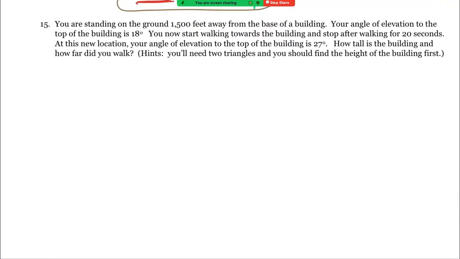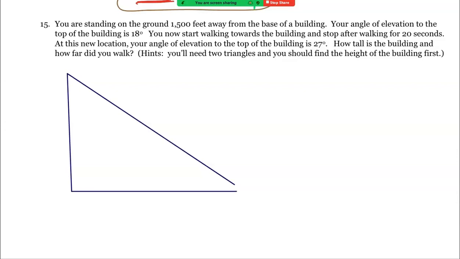Okay, you are standing on the ground 1,500 feet away from the base of a building. So here I am, and I'm standing 1,500 feet away from the base of a building. So from here to here is 1,500, and this is the building. All right, what else do I know? Your angle of elevation to the top of the building is 18 degrees. So this is 18 degrees.